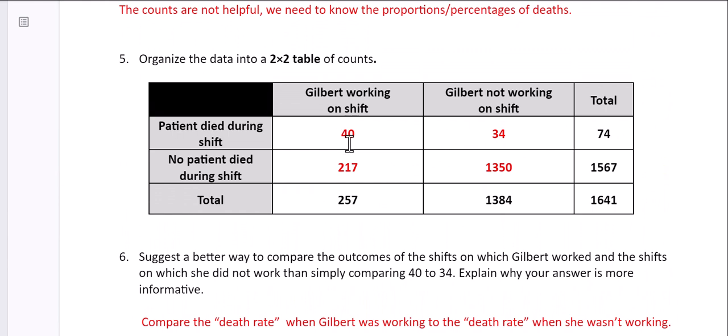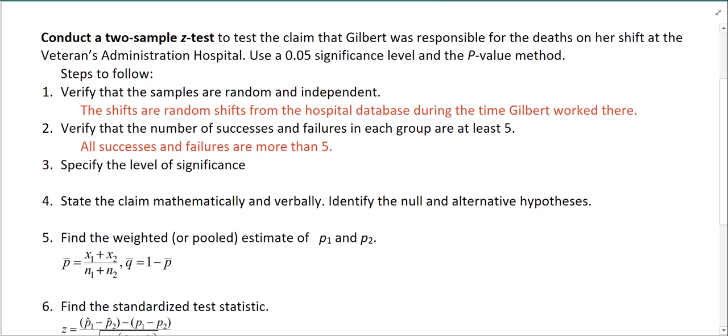So there were 40 successes. Success in this case is that this happened: 40 people died when she was working. So that is a success in the context of our study. And then failure will be 34, and then the other one, success, is 217 and failure is 1350. So everything is more than 5. That condition is met, so that means we can use the central limit theorem so we can find our test statistic. So we can say all successes and failures are more than 5.